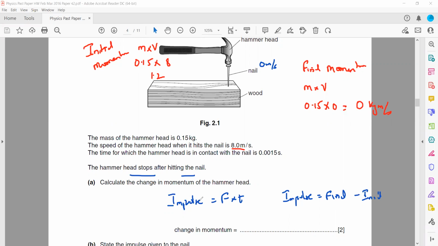We cannot use the formula impulse is force into time because we don't know the force. So we can use the formula final momentum minus initial. So impulse is equal to final, which is 0, minus initial, which was 1.2. So 0 minus 1.2, I'll get minus 1.2 Newton second, because impulse or change in momentum can be in Newton second or it can be kilogram meter per second. It won't make a difference to the answer. Is it clear? That was part A.